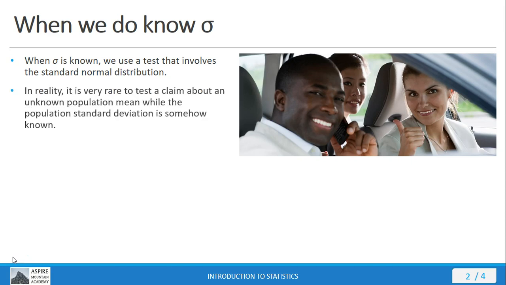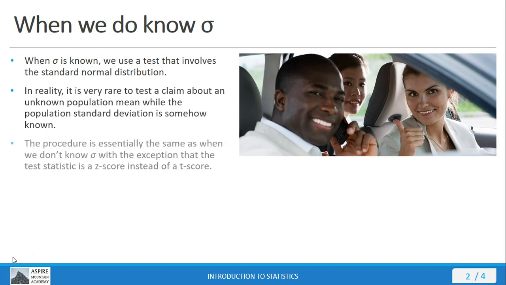In reality, it's very rare to test a claim about an unknown population mean while the population standard deviation is somehow known. We talked about this before. How do you get the population standard deviation and not the mean? It would seem like if you know the population standard deviation, we should also know the mean value as well, because it's kind of hard to calculate the one without the other. But there are those rare instances where you get it, so that's why we have this.